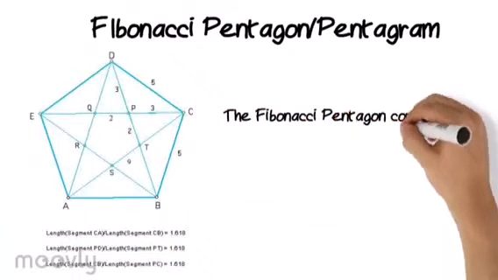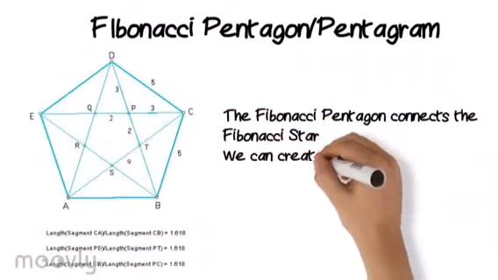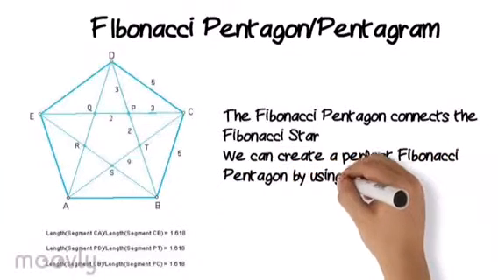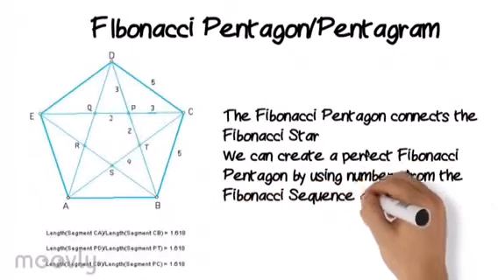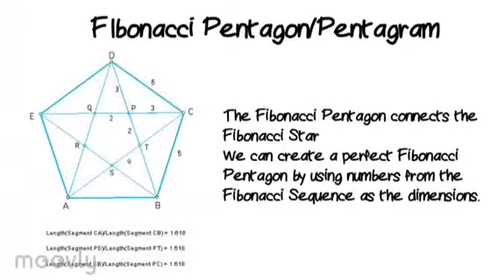Another concept related to the Fibonacci sequence is the Fibonacci pentagon, also known as the pentagram, which connects the Fibonacci star. The pentagram is a symmetrical 5-pointed star that fits inside a regular pentagon. We can create a perfect pentagram by using numbers of the Fibonacci sequence as the dimensions. Also, the diagonals of the pentagon form another smaller, regular pentagon with the potential for adding diagonals to be drawn. This could continue infinitely, generating the golden ratio.